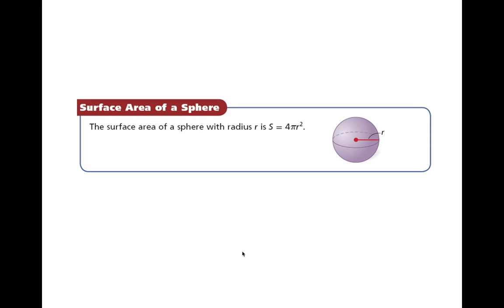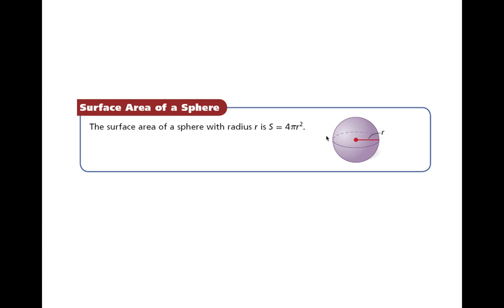Now, surface area of a sphere. There is a very simple formula for this. If you know that the area of a circle is pi times the radius squared, then to get the surface area of a sphere, all you have to do is take the radius, square it again, multiply it by pi, but also multiply by 4. Okay, so your formula becomes 4 times the radius squared times pi.